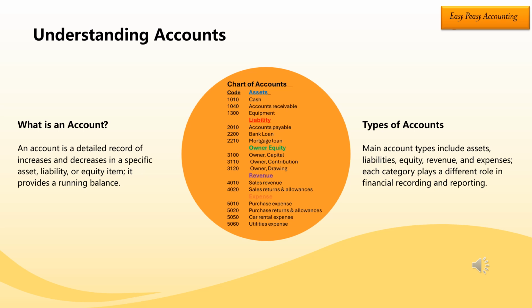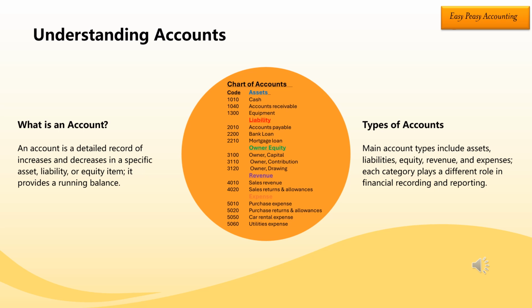Understanding accounts. What is an account? An account is a detailed record of increases and decreases in a specific asset, liability, or equity item. It provides a running balance. Types of accounts. Main account types include assets, liabilities, equity, revenue, and expenses. Each category plays a different role in financial recording and reporting.